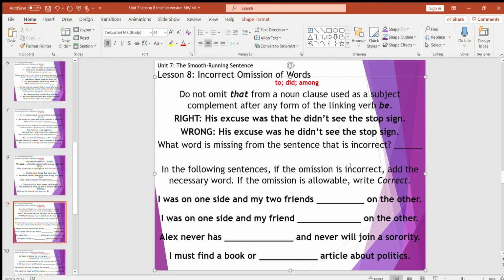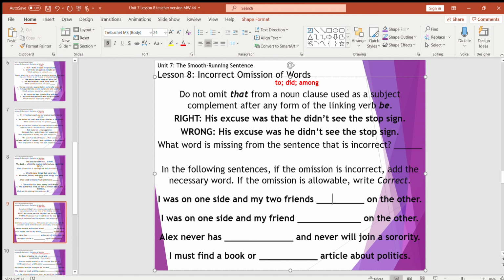So in these sentences, if the omission is incorrect, put in the necessary word. But if it is allowable, just go ahead and put correct. I was on one side and my two friends blank on the other. Okay, so this is saying that the was over here is okay over here.